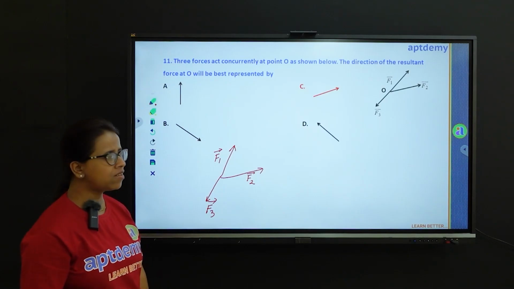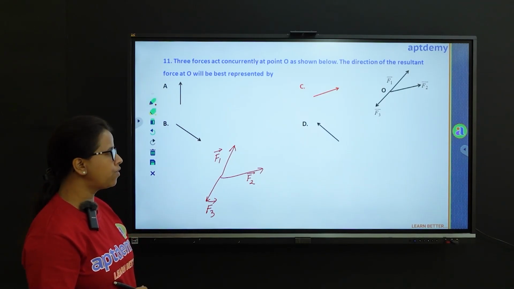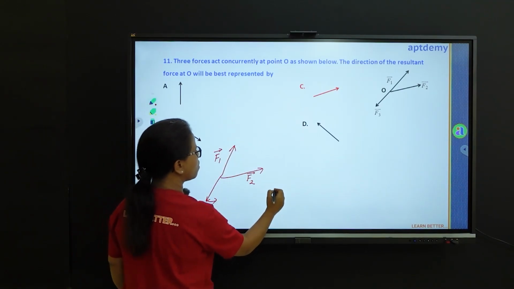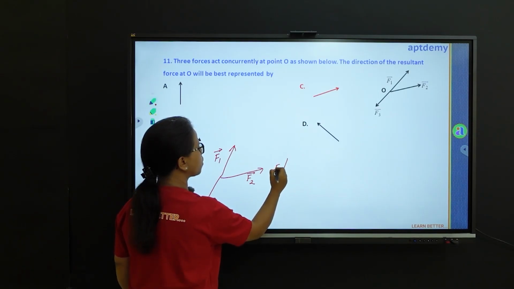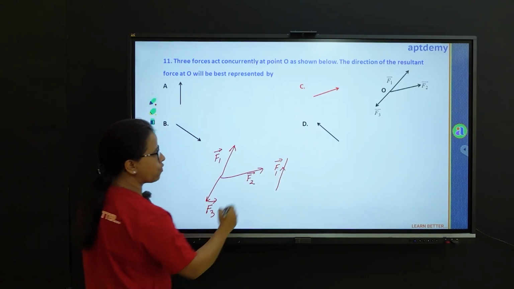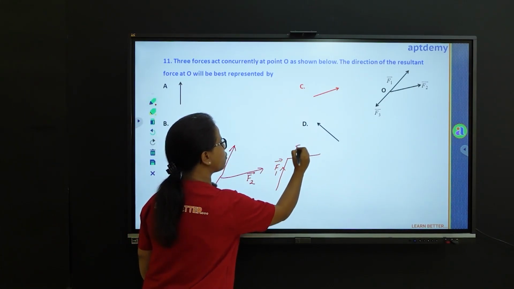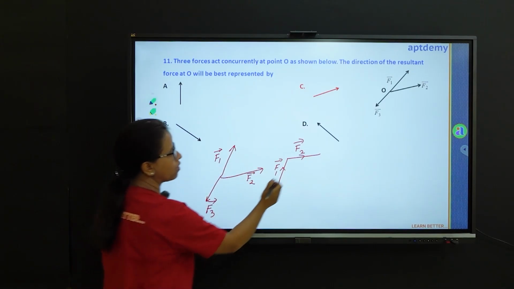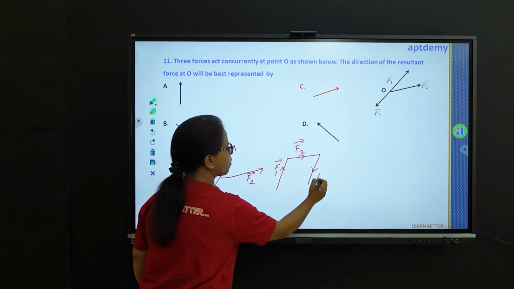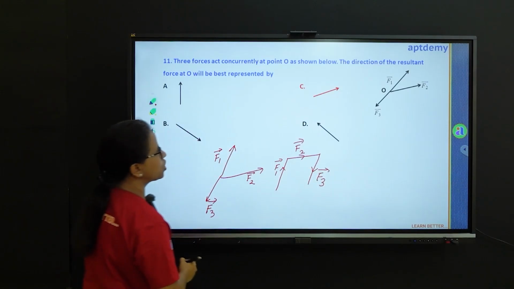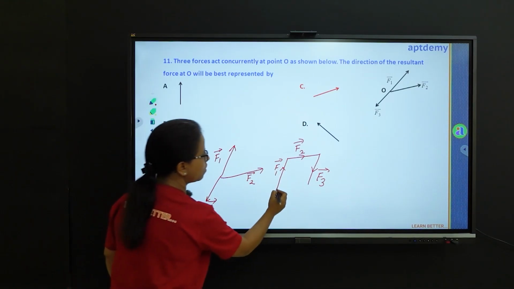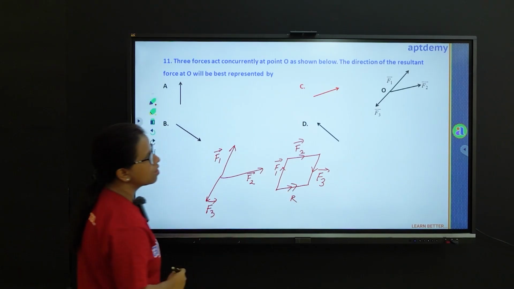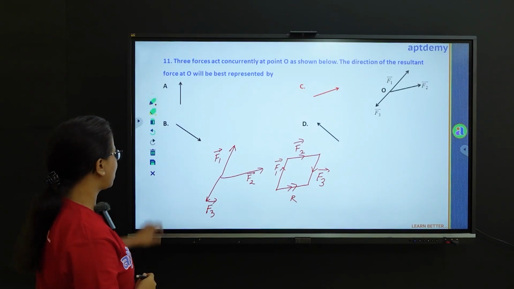So without changing the base directions, let's think of how we can shift the vectors. So imagine shifting F2 to this particular point. So we have F1 here. Without changing the direction of F2, we can shift it to this point. This is F2. And without changing the direction of F3, we can shift it to this particular point. So this is F3. Ultimately, what is the direction of the resultant here? The resultant is given in this particular direction. This is the resultant. So you can see that option C stands correct.